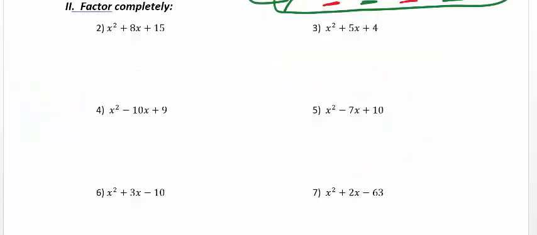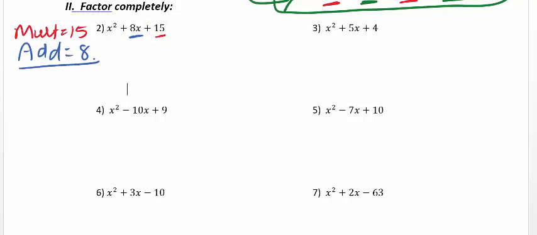For number 2, we want to factor completely, and we have a trinomial here. All of the trinomials we're going to be dealing with, a is going to be equal to 1 when we use this method. So we want to look at c, and think of two numbers that multiply together to be 15, but when we add them together give us 8. We want to brainstorm a list of all the numbers that multiply to be 15 first, and we'll test to see which ones will add to be 8.